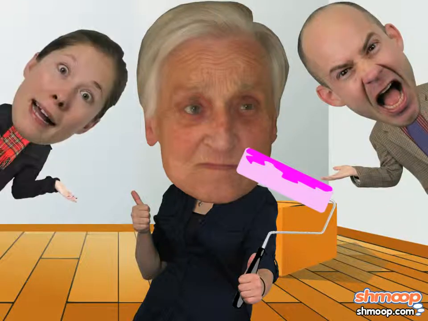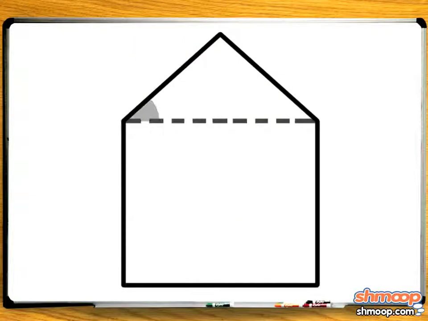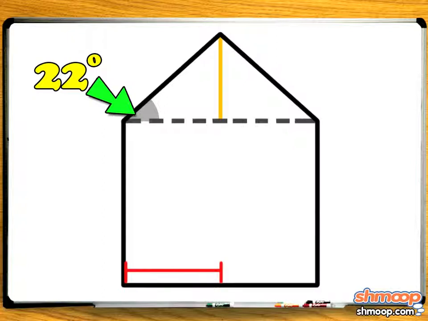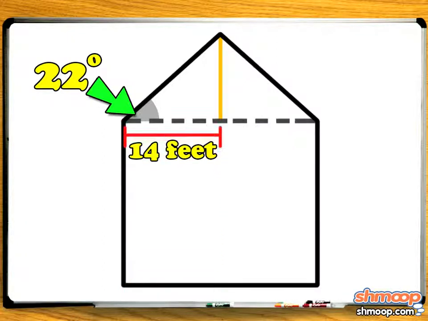Daniel and Mary need to figure out how long their ceiling is before they buy the paint. They know the angle between the edge of the house and the floor is 22 degrees, and that the distance from one corner to the center of the room is 14 feet. What is the length of the ceiling?